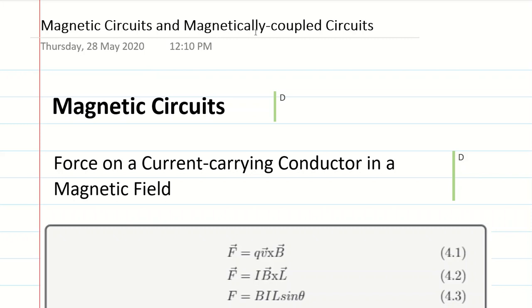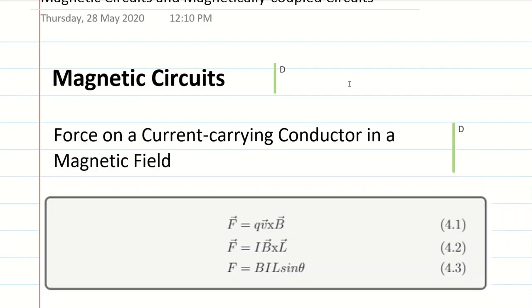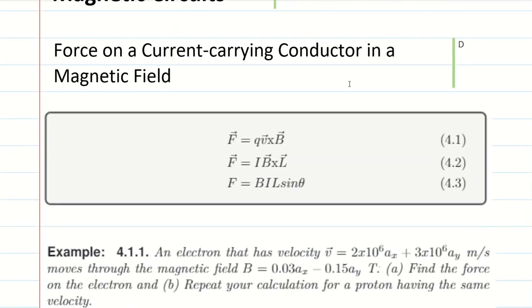So before we go to magnetically coupled circuits, first I will discuss magnetic circuits and some of the principles and concepts behind magnetics before we go to some application in magnetically coupled circuits. So I will divide this lecture into two parts: magnetic circuits, then later on we go to magnetically coupled circuits. So first, here, we have a force on a current carrying conductor in a magnetic field. I have here three formulas.